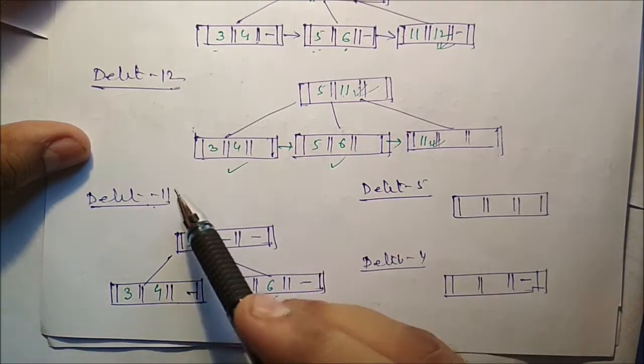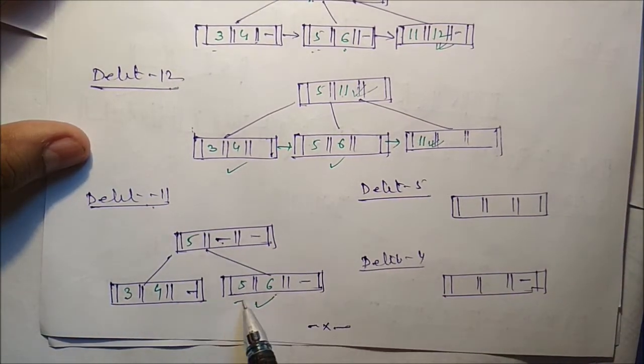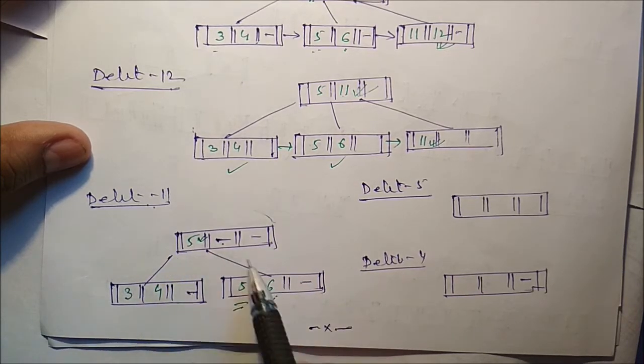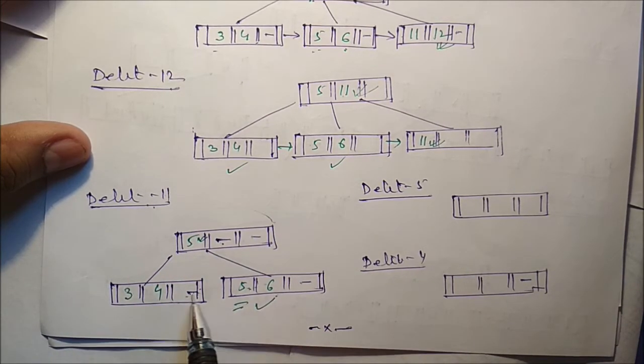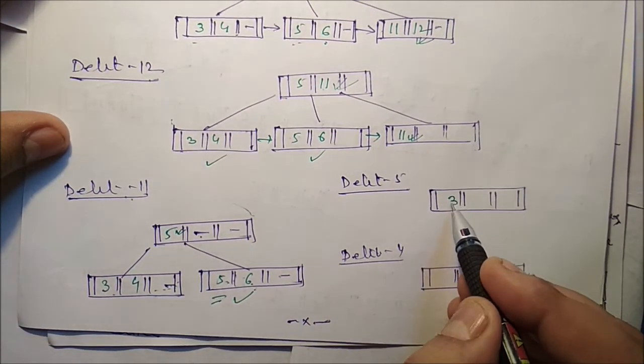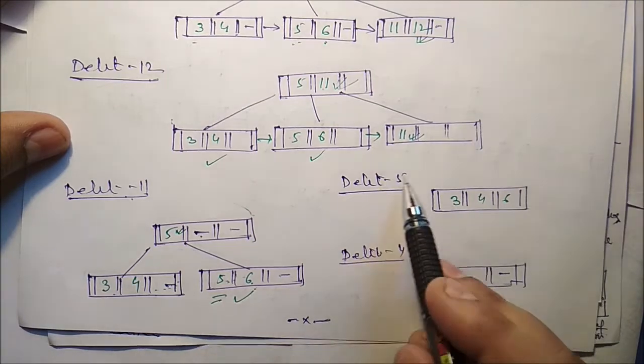Now suppose you want to delete 5 only. If you want to delete 5, that means you have to delete this 5 also. So you have to remove this one, and you have to merge these two. If you merge these two, the remaining data is 3, 4, 6. So here it should be 3, 4 and 6 if you delete 5.